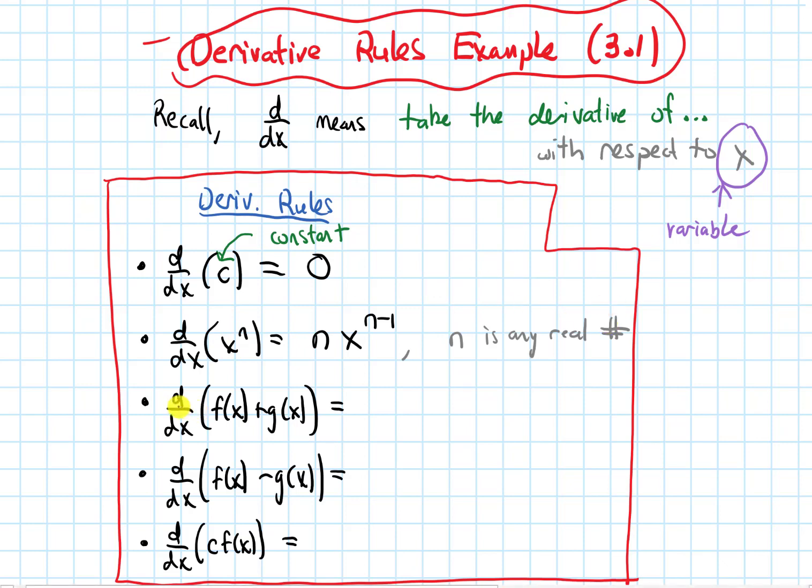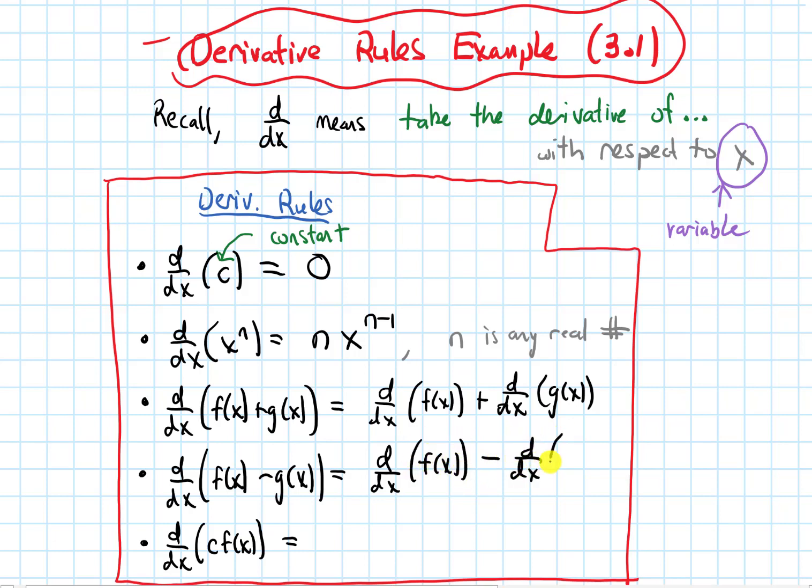All right, next rule says if you take the derivative of f of x plus g of x, that's just the derivative of the first function added to the derivative of the second function, so plus d dx of g of x. Similarly, if I take d dx of f of x minus g of x, that is going to be d dx of f of x, and then minus d dx of g of x. And then finally, if you take the derivative of some constant multiplying our function, you can pull the constant in front and multiply that constant by the derivative of that remaining function f of x.